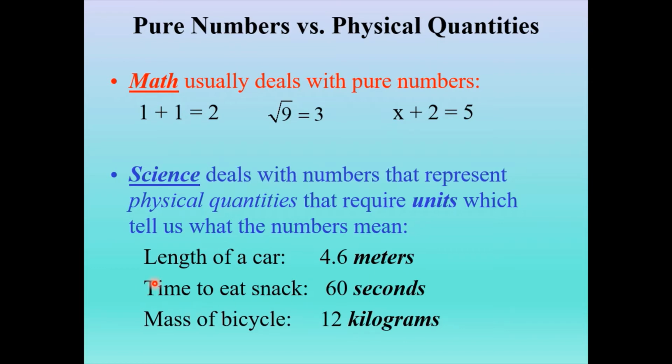Likewise, the time to eat a snack might be 60 seconds, so this tells us the unit of time. The mass of a bicycle might be 12 kilograms. So these are three commonly used units that we're going to be using quite often in this course, and we're going to see many other units as well as we go through the course.